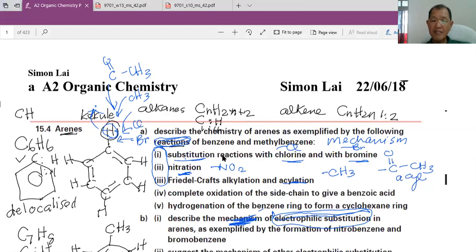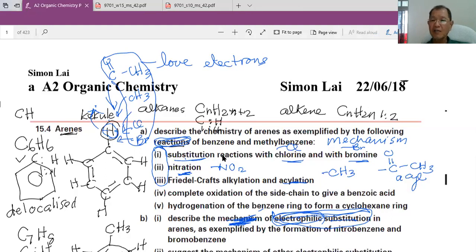Now the word substitution means a group comes out and another group takes over. Electrophilic means all these fellas here are going to look for electrons. Philic means love. Electrophile means they love electrons. See? Right. So they are going to kick it out now. We're going to look at the whole picture first.